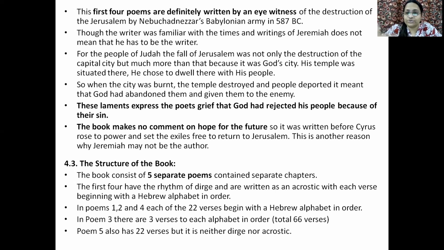So verses 1, 2, 3 begin with Aleph, then 4, 5, 6 begin with Bet, then Gimel, and Dalet. Okay, so just like that. So three verses beginning with the same alphabet, and that makes it 66 verses in all in the third poem of the Lamentations. Then we have the fifth poem that also has 22 verses, but it is neither a dirge nor an acrostic. It is simply expressed.